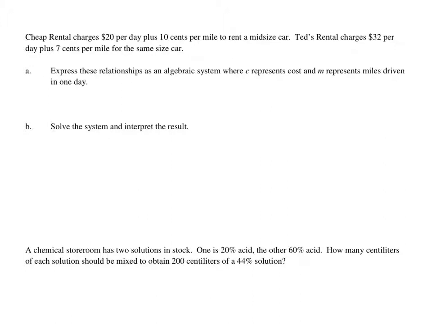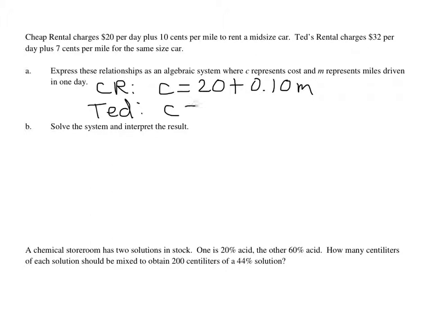C represents cost, so for cheap rental, the cost will be $20 a day plus 10 cents, 0.10, per mile driven. Ted's rental charges $32 a day, so the cost for renting Ted's rental will be $32 a day plus 7 cents per mile. Solve the system, interpret the results.